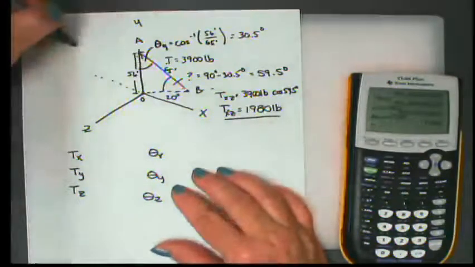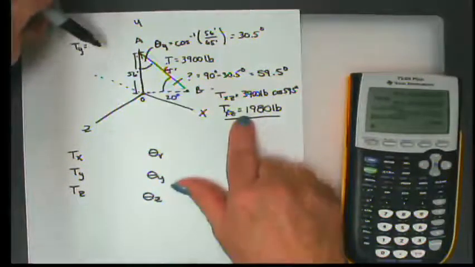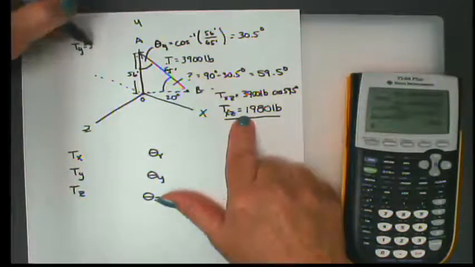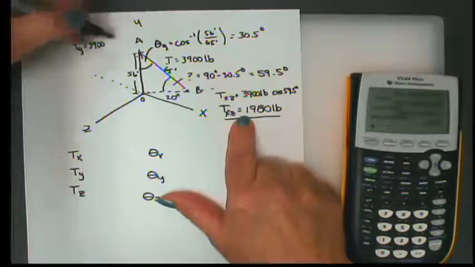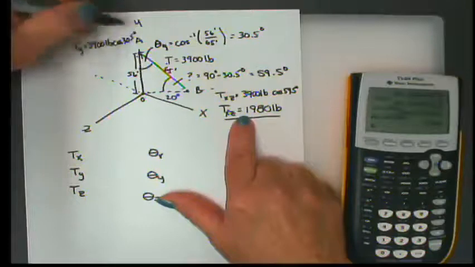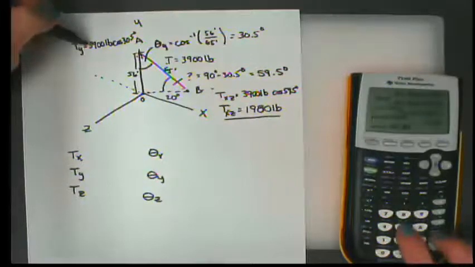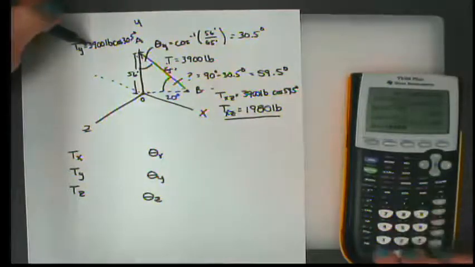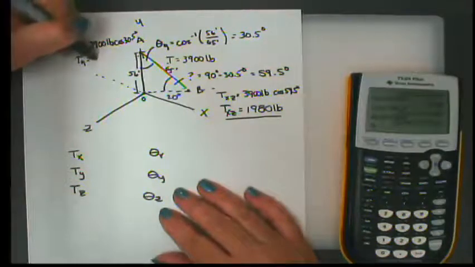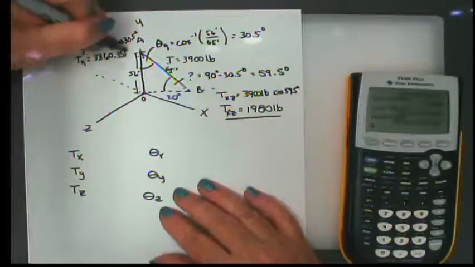Now what about the tension in the y direction? This is not on a plane, this is just on an axis. We know that angle is 30.5 degrees, and it's adjacent, so 3,900 pounds times the cosine of 30.5 degrees. Cosine 30.5 times 3,900 equals, so the tension in the y direction is equal to 3,360.35 pounds.